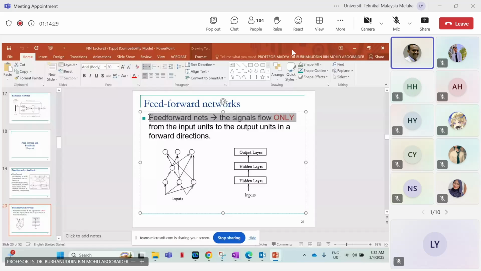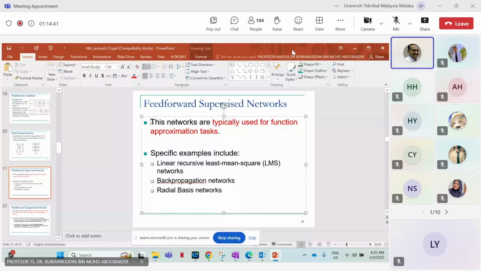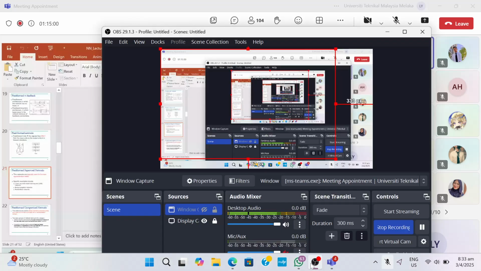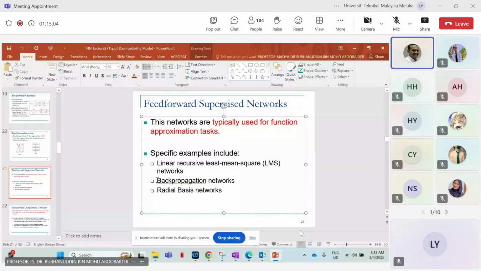So now we are at feed forward networks or feed forward nets, where the signal flows only from the input units to the output units in the forward direction. I have mentioned that just now, same thing, right? And then next we come to the feed forward supervised network. Okay. All right. This network is typically used for function approximation tasks. We are very clear on the function that we are going to use, so we call it the supervised network. Okay. Examples of this feed forward supervised network are the linear regression least mean square network, the back propagation network, and also the radial basis network. These are a few types of neural networks that we will learn later in the back propagation topic, radial basis topic, and so on. Okay. All right. So these are the examples. Later you will see more detail about these networks. All right. Next is the unsupervised network.